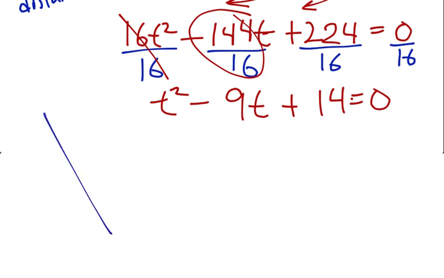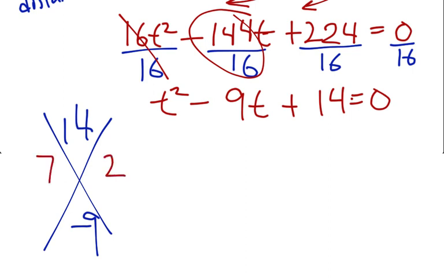So I go ahead and do my magic X, put my 14 on top, my negative 9 on bottom, and I look for factors of 14 that add to be 9. And if you do 7 and 2, and they're both negative, that multiplies to be 14 and adds to be negative 9. So we're good to go. It does factor. I don't have to do the quadratic formula, thankfully.